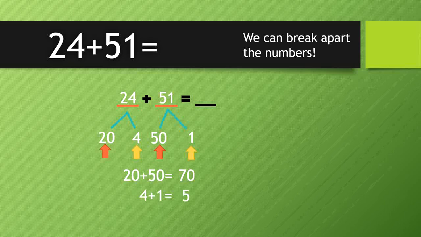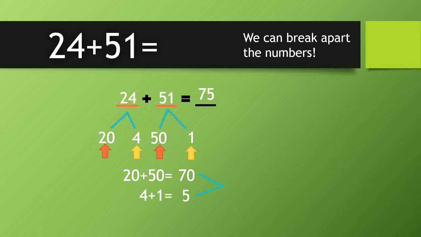5. Great job. Just like in our first example problem, we need to bring 70 and 5 together for our total answer. 70 and 5. What is that going to be? 75. Good work, boys and girls. That is our answer. 24 plus 51 equals 75. Adding two-digit numbers when we're working with both place values seemed a little scary at first, but you guys are doing great.